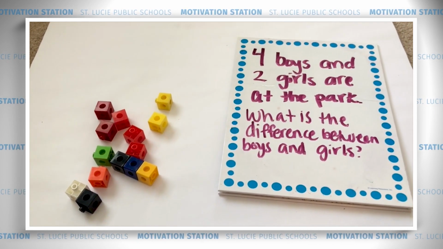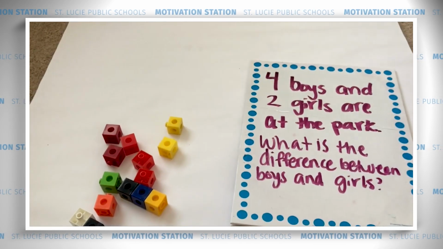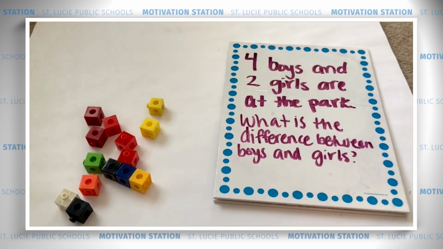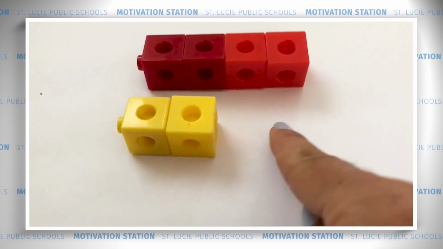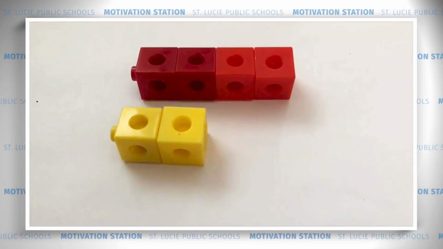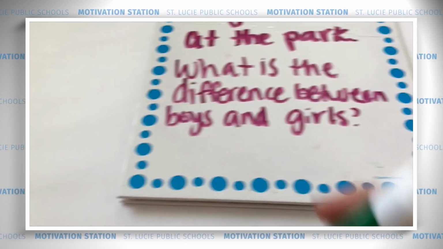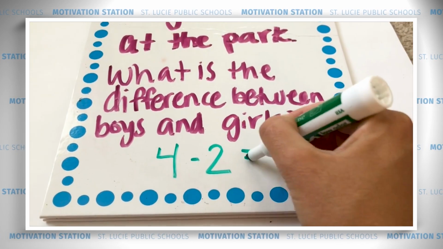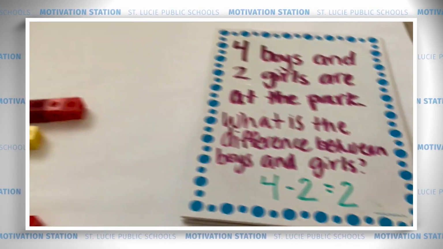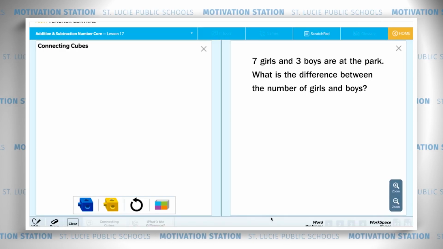Okay, we're going to start first by building a cube train of 4 and then a cube train of 2. Let's start building. Put the cubes next to each other. What is the difference? 1, 2. What equation can we write to show the difference? 4 minus 2 equals 2. Great job.